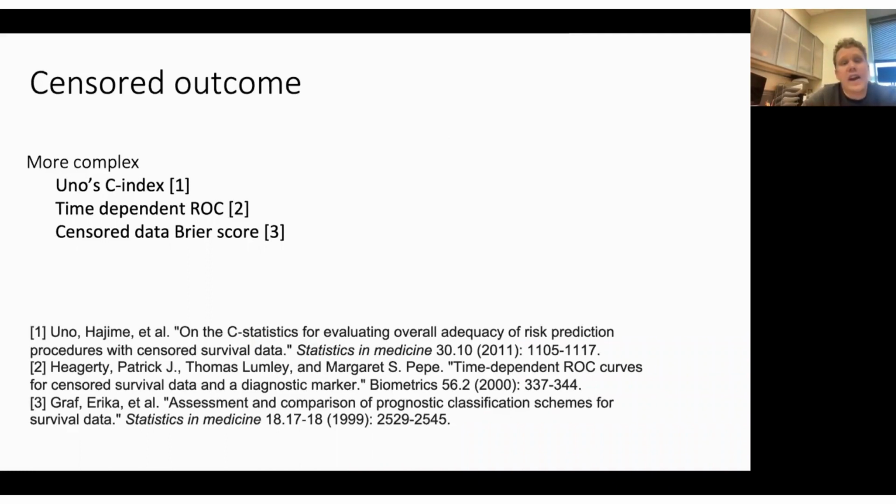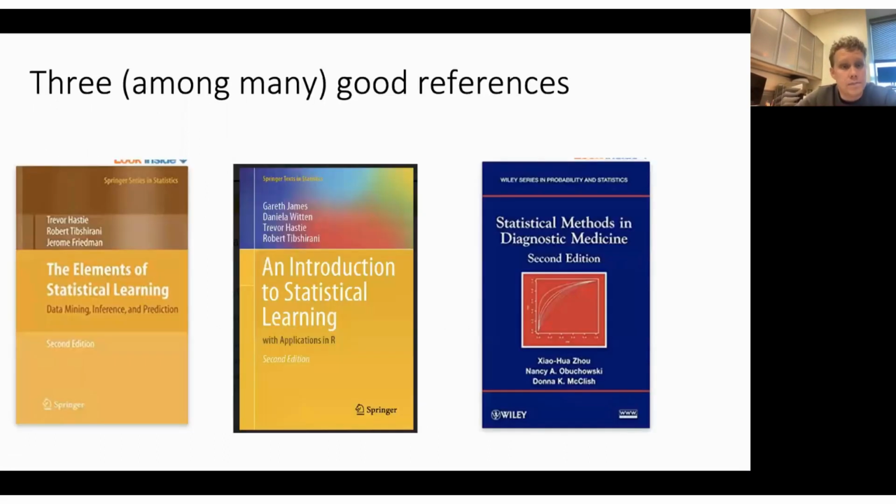And last, very briefly, censored outcomes are way more complex, and that's why I didn't get into it. There are established methods to do it, but it's harder to find standard software to go about this. There's the UNO C index, which is another version of the AUC. There's time-dependent ROC curves, and there's a censored data bias curve. Here I give references that discuss all three methods. I'm happy to answer questions afterwards, but I'm not going to go into any more detail on that.